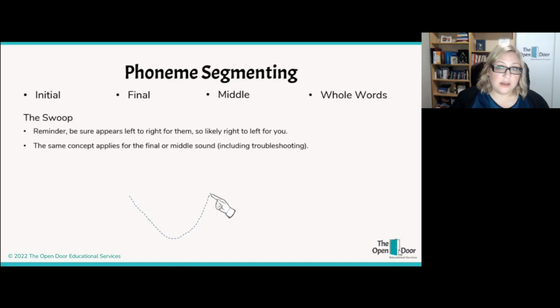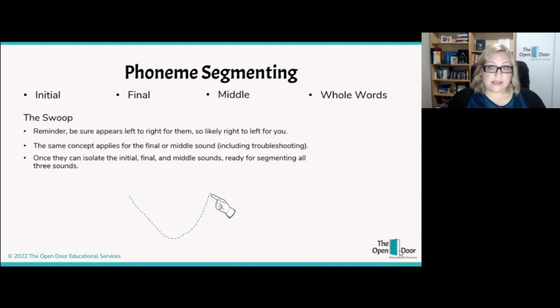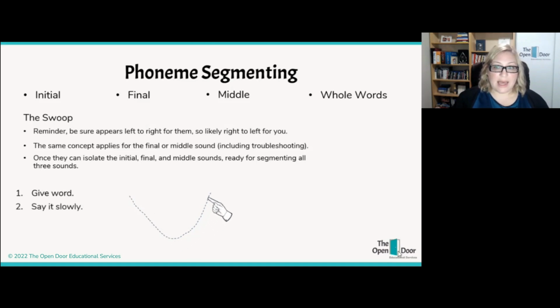So once they can isolate the initial, the final, and the middle sounds, then they're ready to segment all 3 sounds in a word, or all 2 sounds. But at this stage, again, sticking to 2 or 3 sound words is the way to go. So you're going to give them the word. We'll go use our good old cat. And then they will say that word slowly, cat, and then break it into sounds. And this is where the gestures will get a little bit more sharp and pronounced.